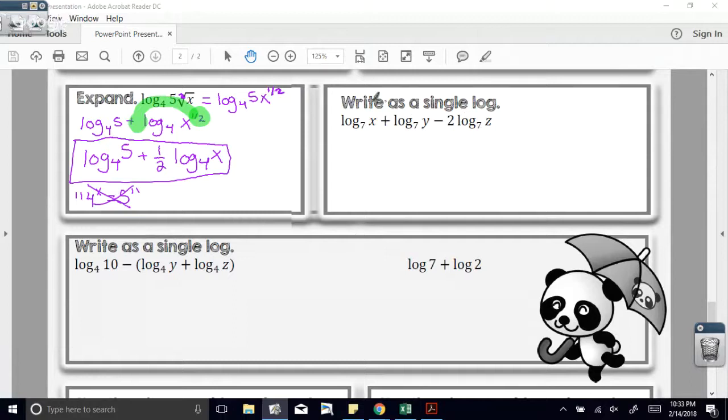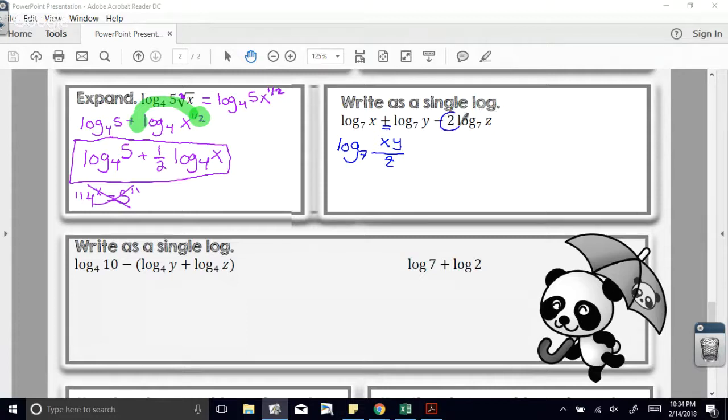Again, we're going to go back to write as a single log, which is now going the other way. I'm going to merge all of these things. And this time I'm going to go a little bit quicker, because I'm hoping that we're starting to get the hang of it. The first thing I'm going to write is log base 7. And I noticed a plus. So plus says to merge these, I'm going to multiply. So I have x times y. The minus tells me I'm going to divide. So I'm going to divide by z.